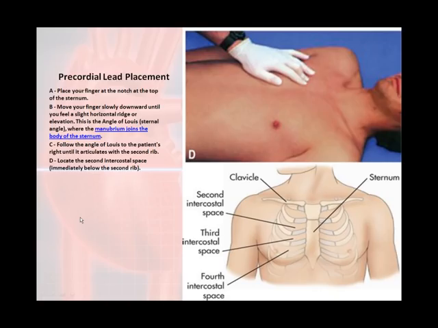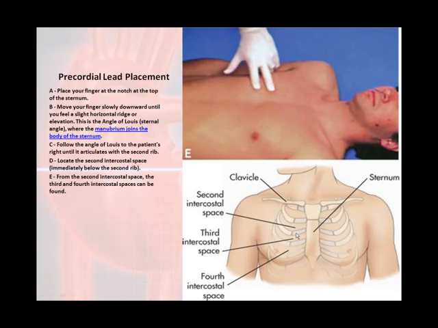The next thing you do is you locate the second intercostal space. Once I've actually found the second rib right here, the hole that my finger goes into right here is the second intercostal space. Our goal is to find the fourth intercostal space. So you just use your fingers and you migrate your way down from the second intercostal space to the third and then into the fourth intercostal space.